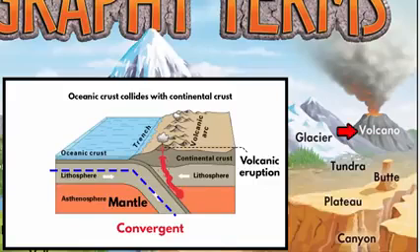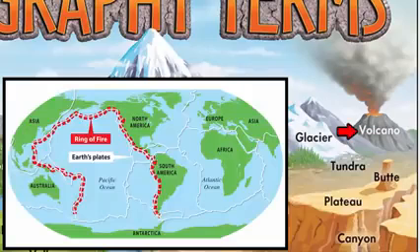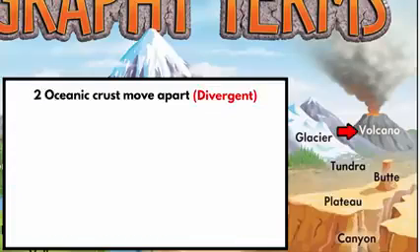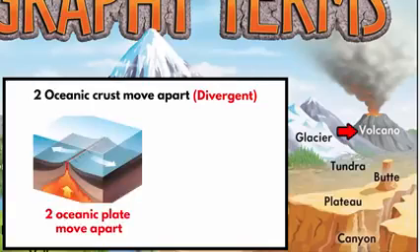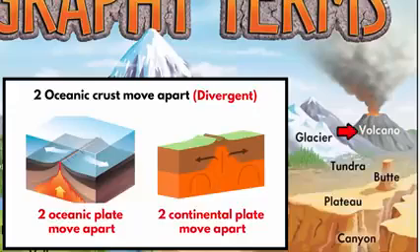A good example is the Ring of Fire in the Pacific Ocean. The Ring of Fire is a ring of volcanoes around the Pacific Ocean that result from collision of oceanic plates with lighter continental plates. Now coming to the second scenario, when two tectonic plates move apart from each other, it is called a divergent boundary. It can occur between two oceanic plates or two continental plates.